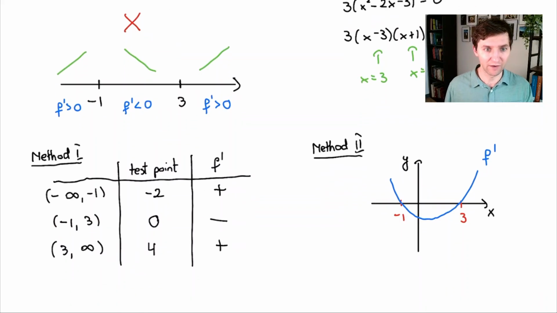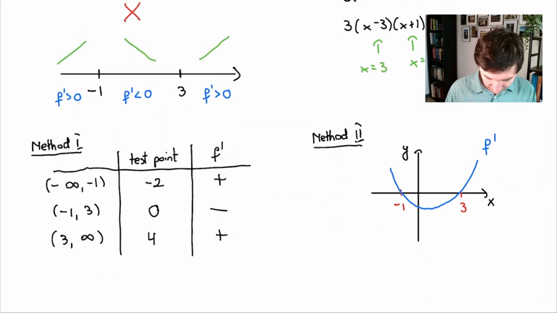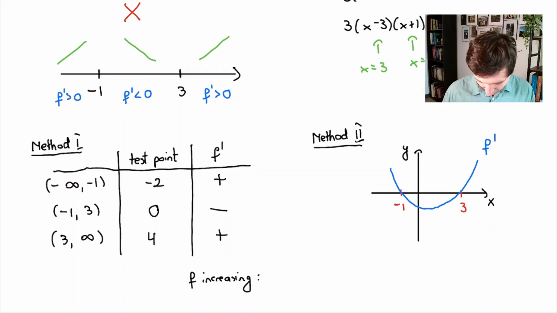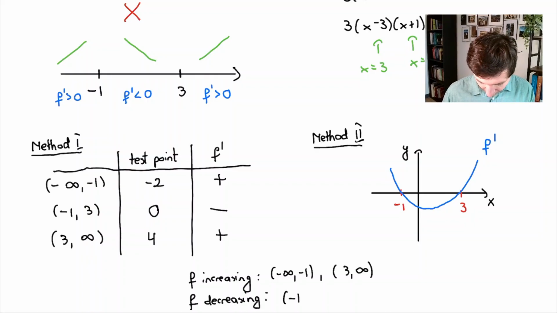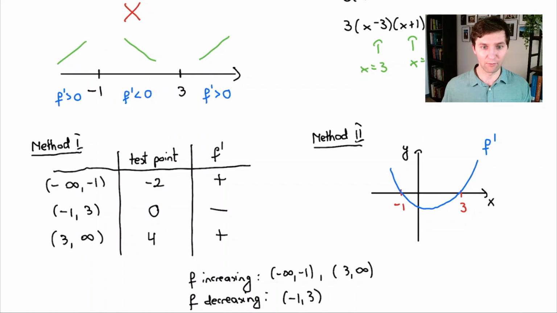We were supposed to find the intervals of increase and decrease, and we realized that the function is increasing on the interval from -∞ to -1, and on the interval from 3 to infinity. And this function was decreasing on the interval between -1 and 3. This is our final answer.